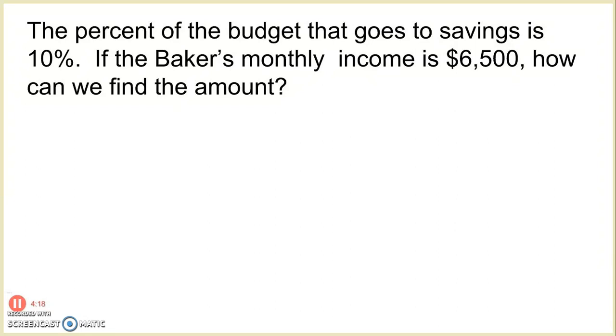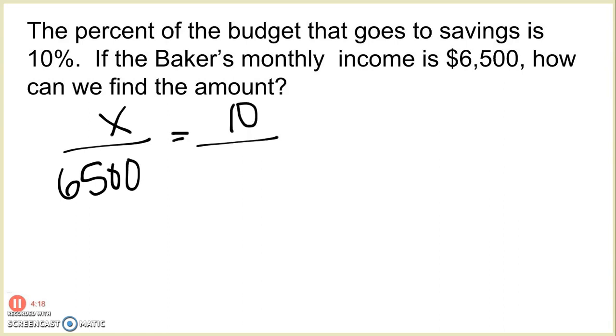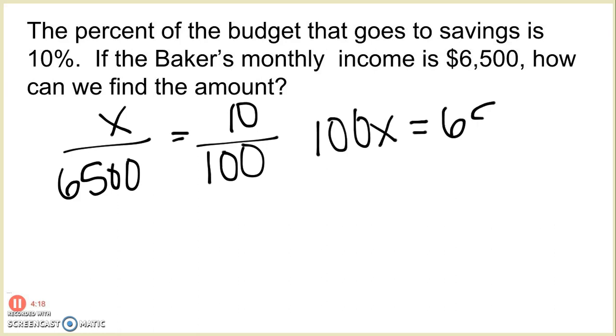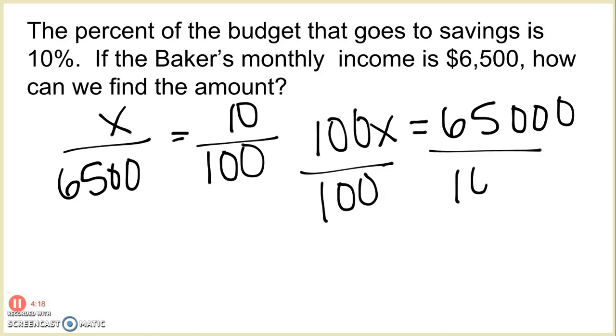Let's go ahead and do our percent proportion. X over 6,500 equals 10% over 100. We're going to go ahead and cross multiply. 100x equals 65,000. Divide by 100 on both sides. And the amount of money that goes towards savings is $650.